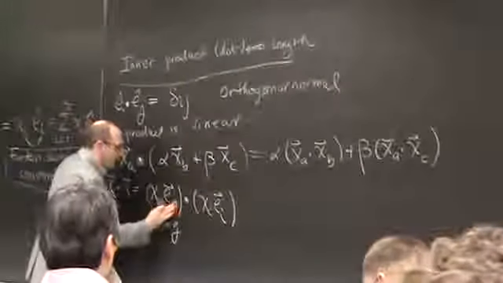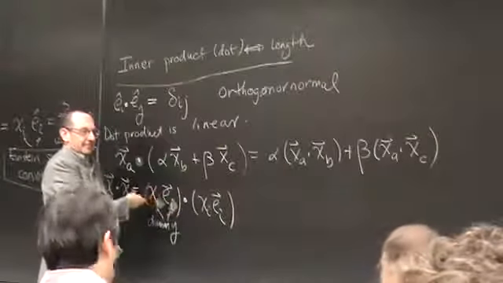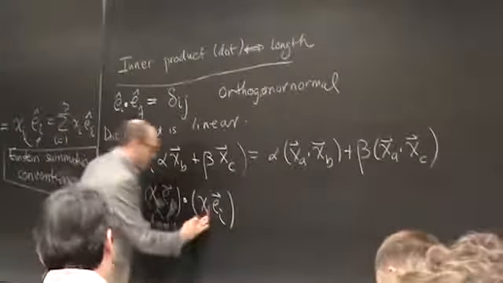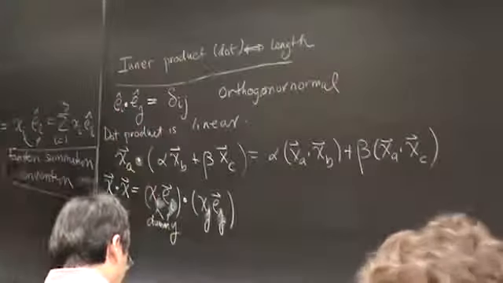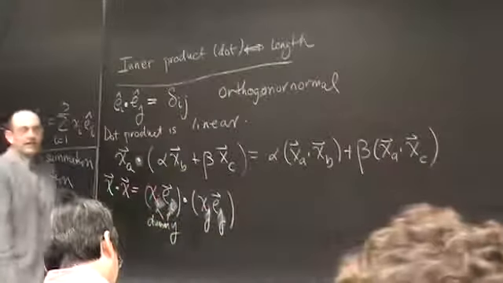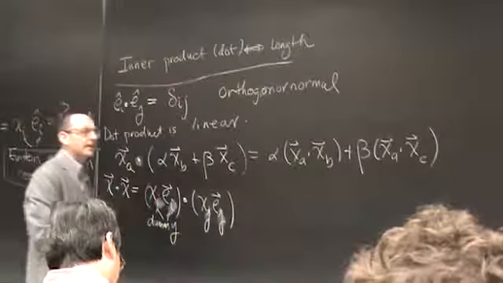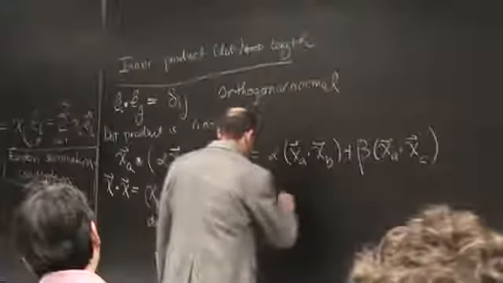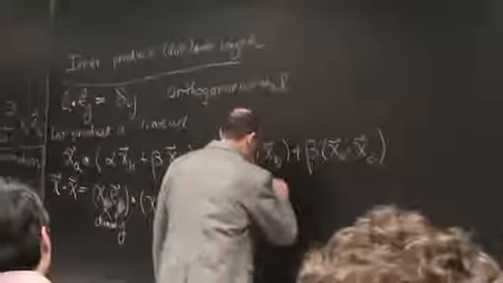So once you use a dummy index, it's gone. Don't use it again in the same equation. So I'll call this one j, or frowny face. All right? Very important technique for dealing with this kind of thing. So this then becomes x^i x^j e_i dot e_j.